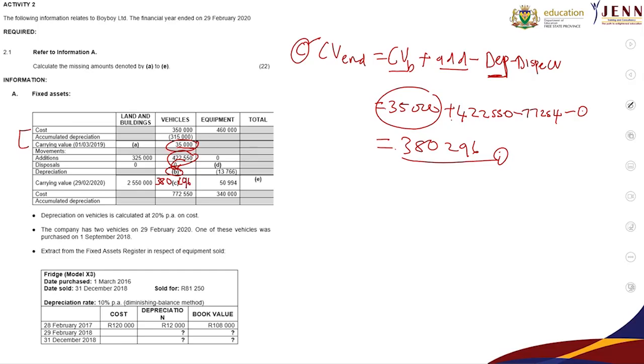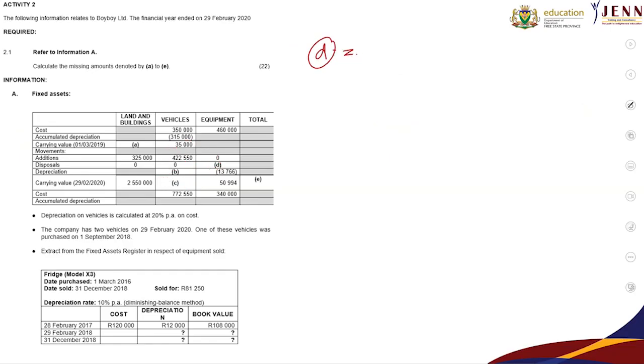Let's check for information on equipment because they want letter D on equipment. Now let's go and check information on letter D. Let's move to letter D. Right. What is it that you are looking for on letter D? What is it that you want? What is letter D? Disposals, right?